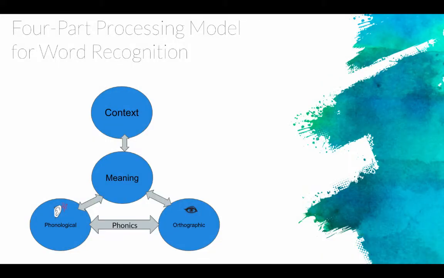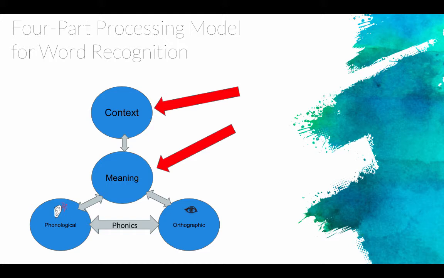Here we see the four-part processing model for word recognition. We already know that the model is made up of four processors and that the phonological processor deals with sound and the orthographic processor deals with the symbols or letters. In this video, we will learn more about the meaning and context processors and how they are connected to word meanings. When a word is decoded, the meaning processor is used to determine the word's meaning.